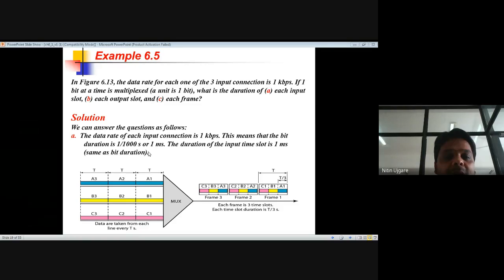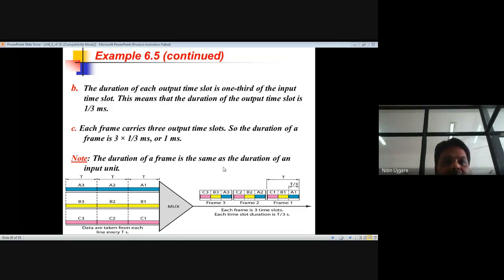And remember, 1000 bits is the capacity we can transmit in 1 second. So each channel's capacity is 1 kbps or 1000 bits per second. So the duration of the input time slot is 1 millisecond. Okay. Then we'll go to the output slot duration and the frame rate.